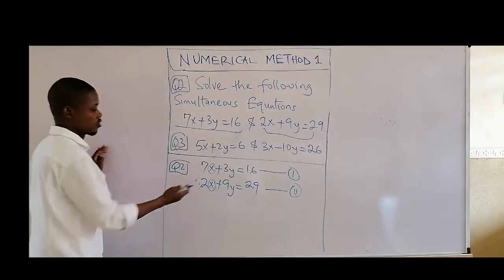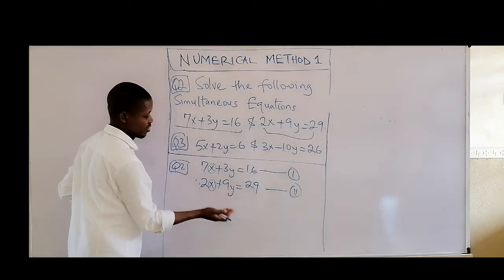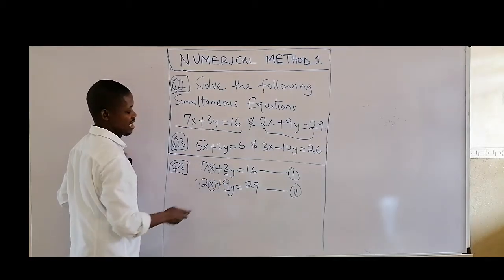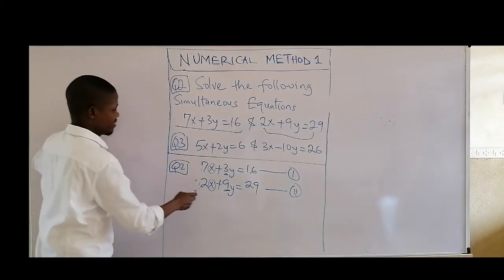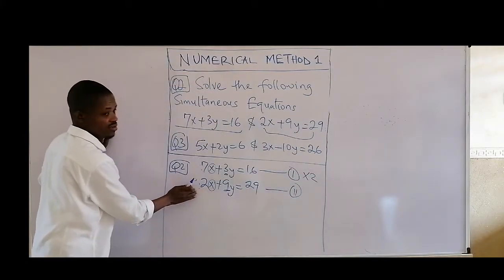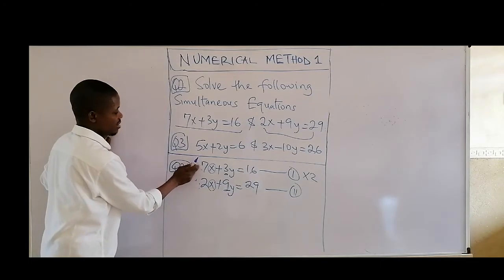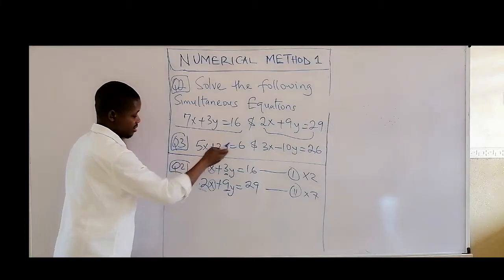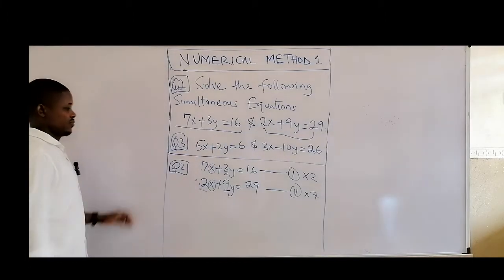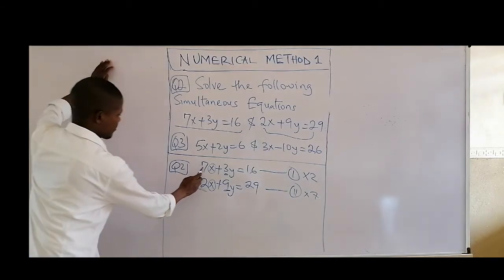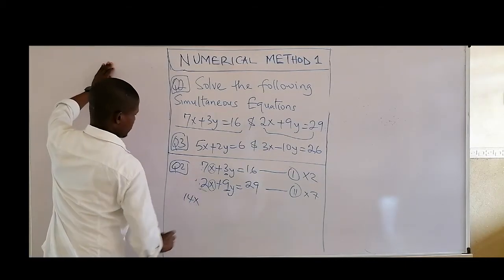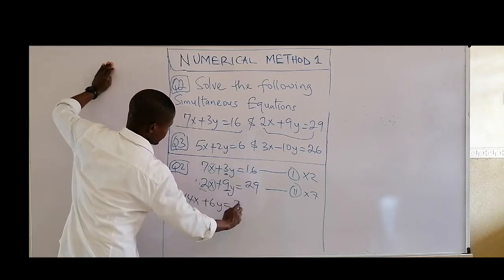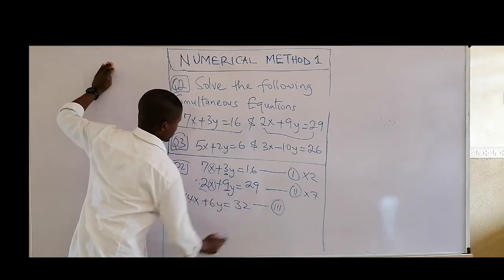At the same time, you can also go for y. The choice is yours. The coefficient of y here is 9, and that of y here is 3. I'm using the coefficient of x, so equation 1 times 2, and equation 2 times 7. So 7 times 2 is 14x, 3y times 2 is plus 6y, and 16 times 2 is 32. Call it equation 3.